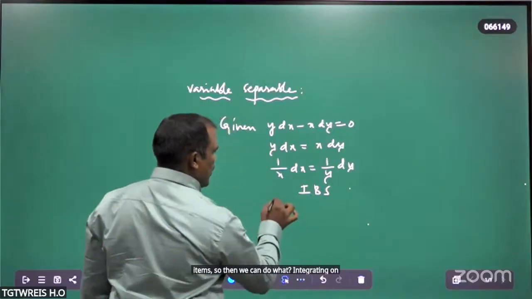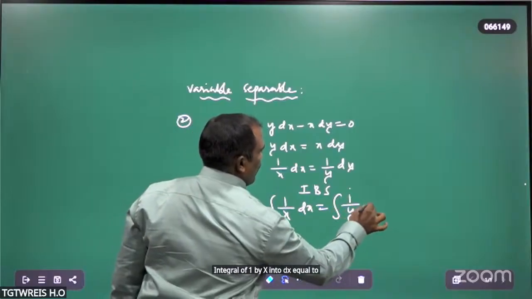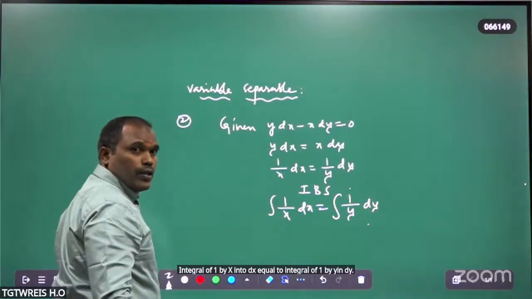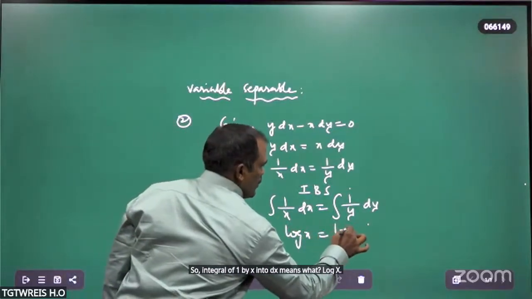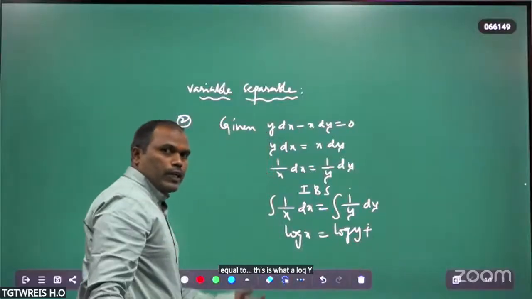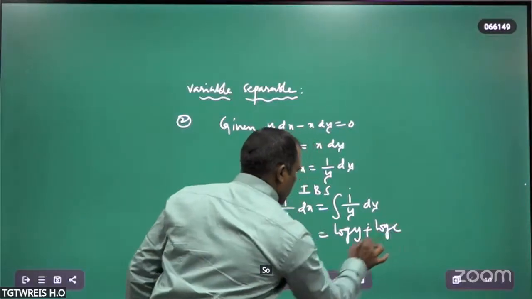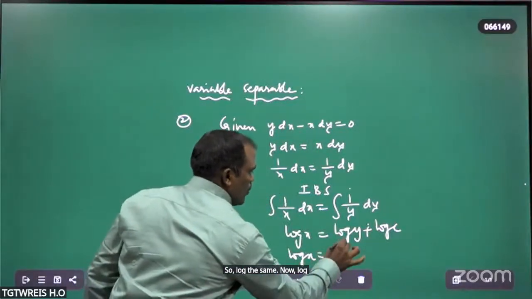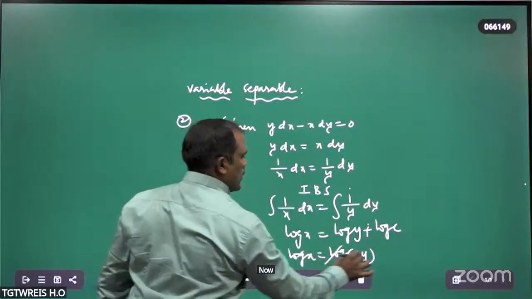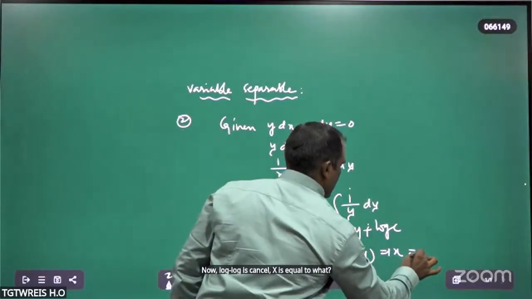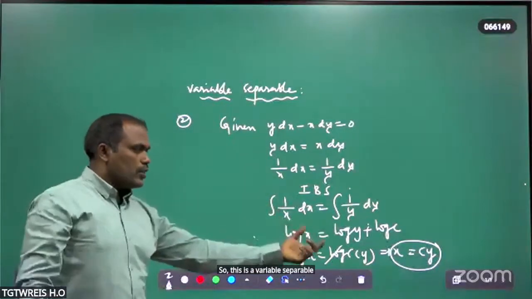Integrating on both sides. Integral of 1 by x into dx equal to integral of 1 by y into dy. So integral of 1 by x into dx means what? Log x equal to log y plus you can write constant, take it in LHS or RHS, your wish, no issue. So log c. Now log x equal to log a plus log b can be written as log a into b. Now log is cancelled. x is equal to what? x is equal to c into y. So this is the variable separable based solution.